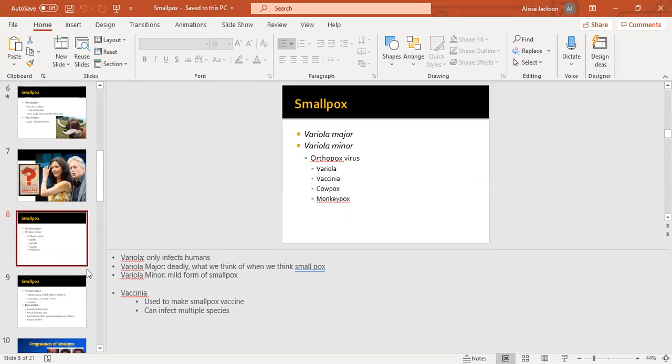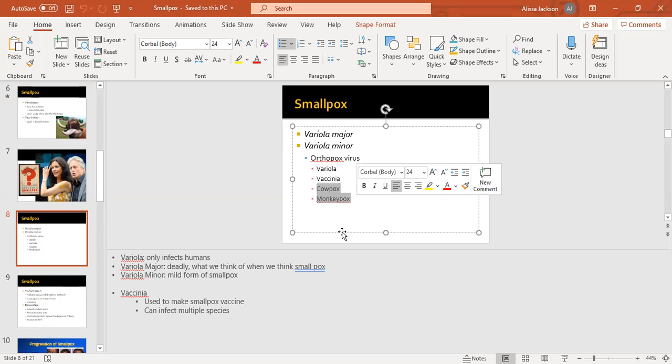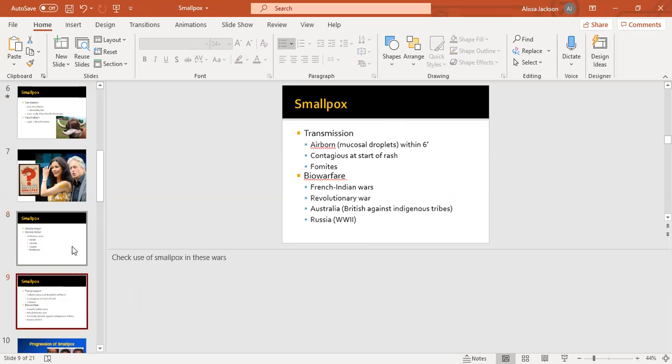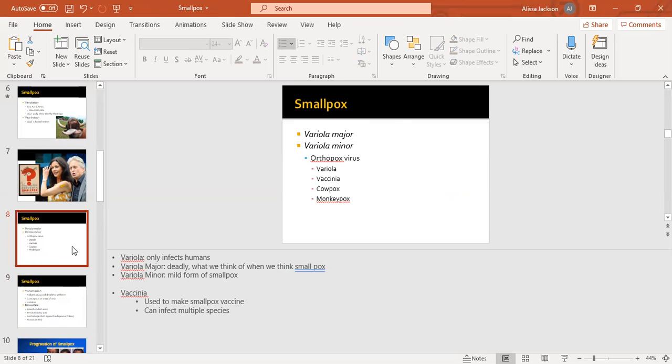I don't think you're going to have to know the genus and species of it. Would knowing that cowpox and monkeypox are a thing and that they were used originally in vaccines help? Yeah, because you did mention that originally it was cowpox in the vaccine. That's also a cool fun fact to know. But yes, that's good.